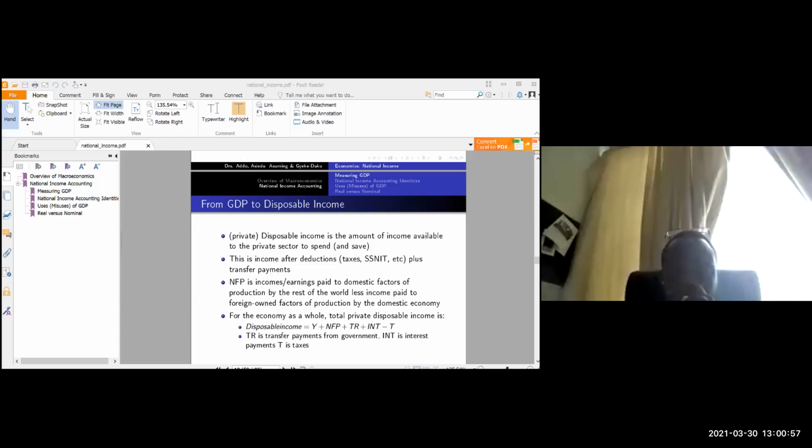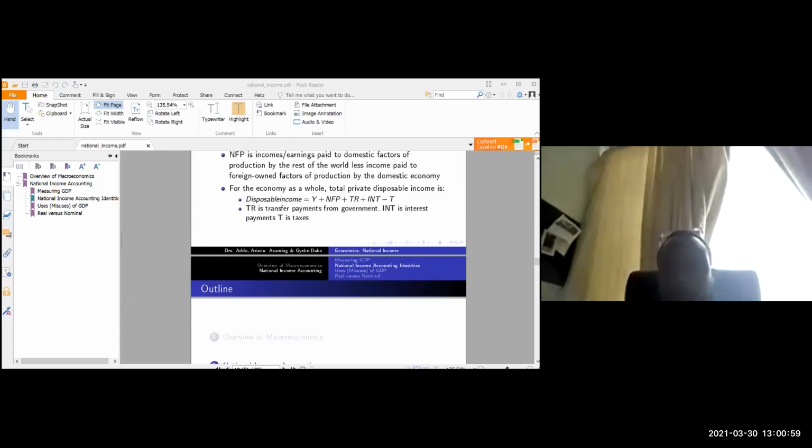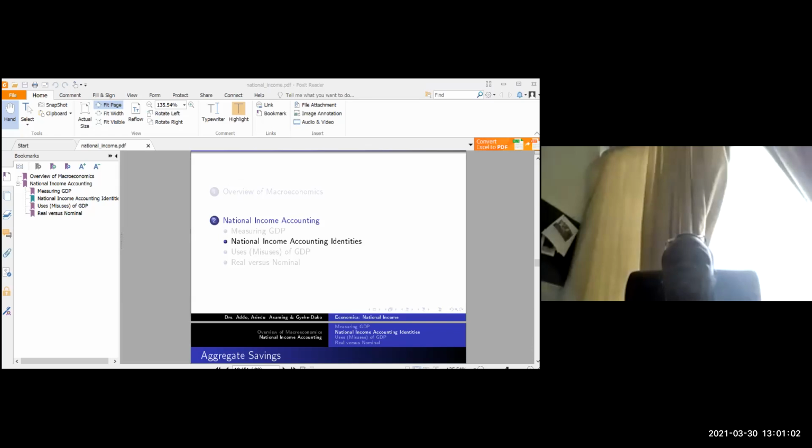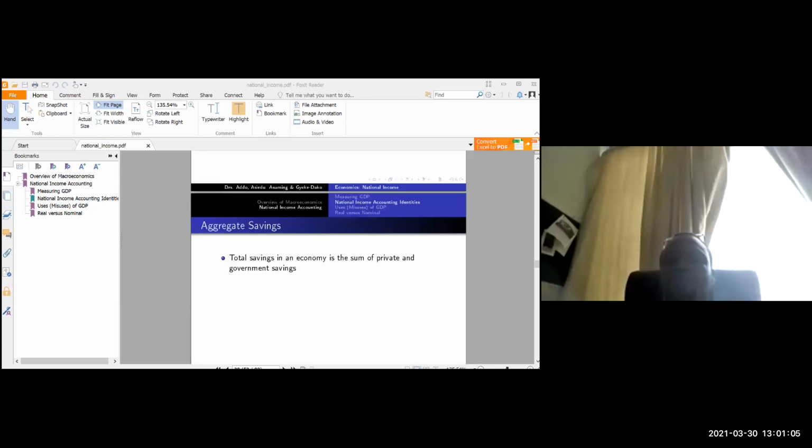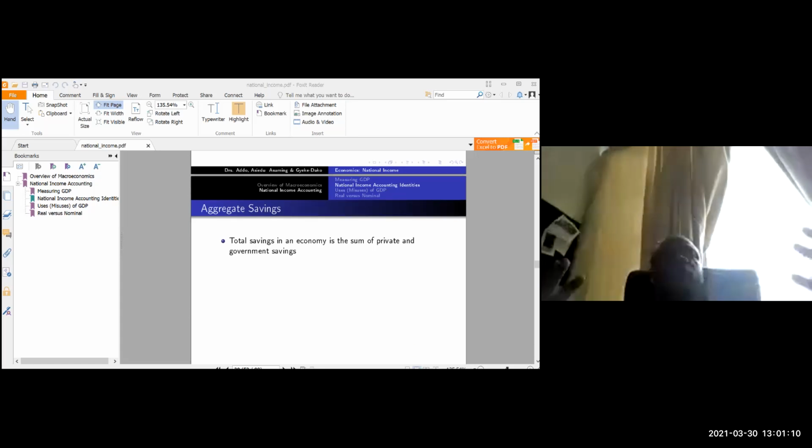Okay. National income accounting identities. Total savings in the economy is therefore the sum of private and government savings. So the level of savings that we have in the economy will be savings coming from the private individuals or firms within the economy. The total savings we have is how much are you saving every month, or every year? How much is the next person saving? That will sum up to the private savings. And then government savings. How much is government saving?